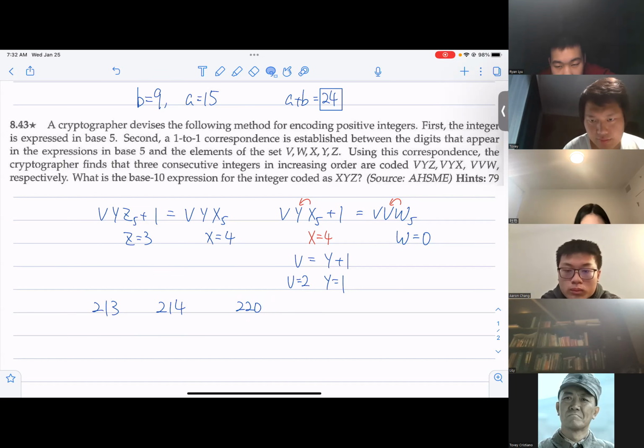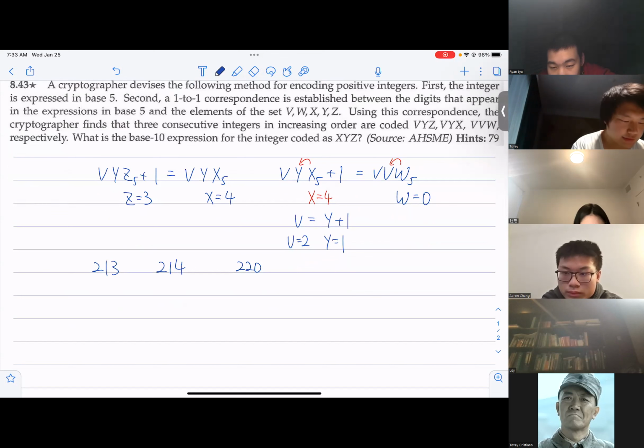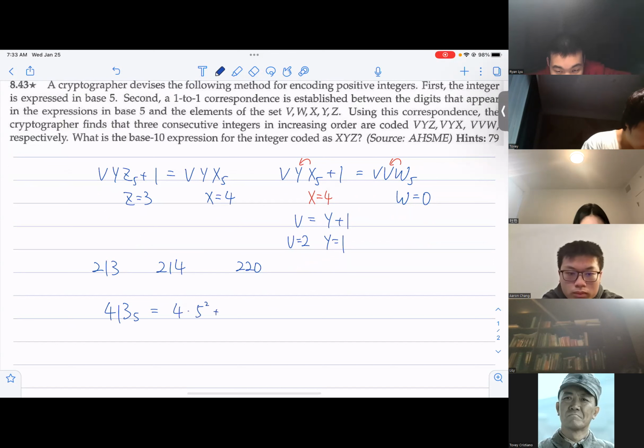Any questions, Aaron, Lily? All right. Okay, good. In the end, we just need to find x, y, z in base 5 and convert it. So x is 4, y is 1, z is 3 in base 5. We convert this: 4 times 5 squared plus 1 times 5 plus 3. And that would be 108.